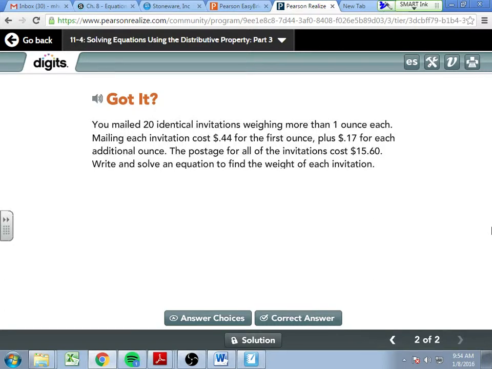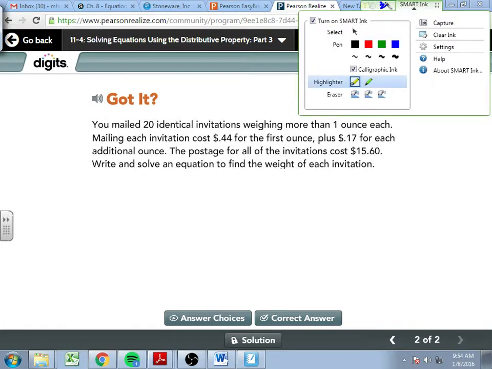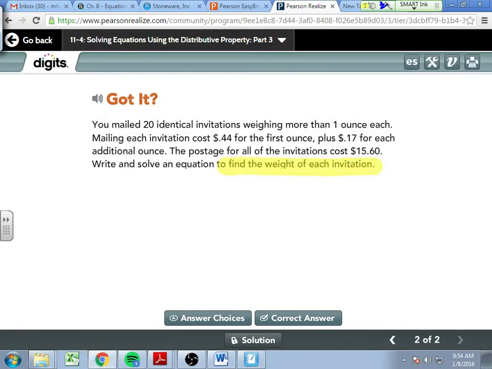So what did we have yesterday when we were looking at this problem? We knew a little bit and we were trying to find a little bit. Did we identify what the variable was and what it represented? Jackson? It's how much each invitation weighs. No, you're close. That's what we don't know. I agree that we don't know what the weight of the invitation is.